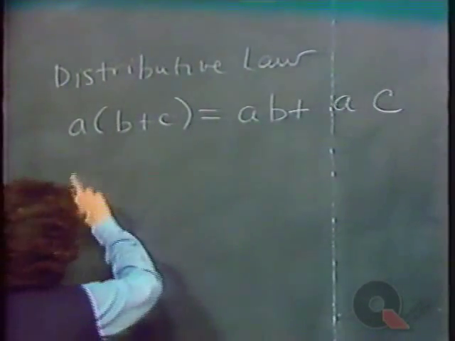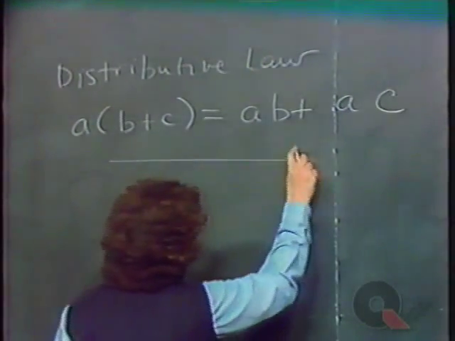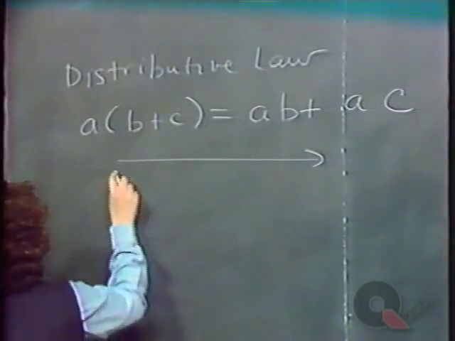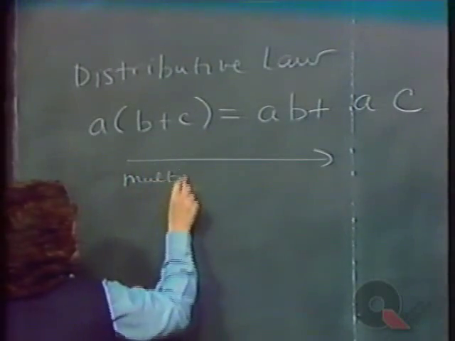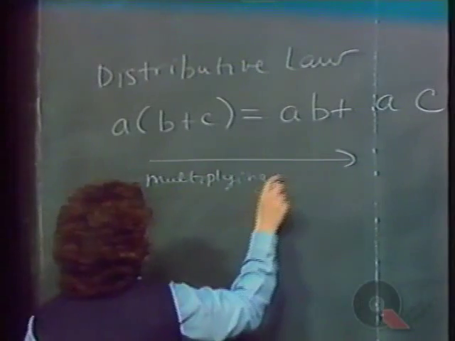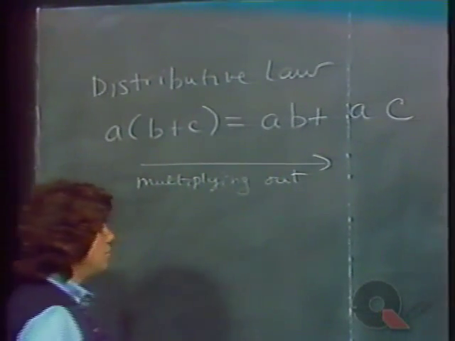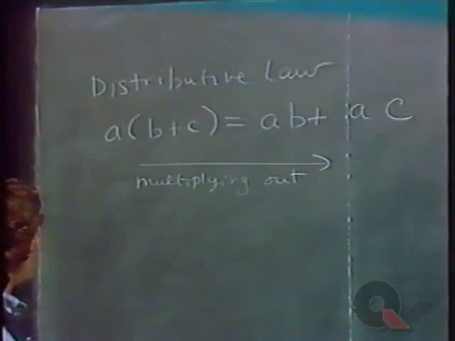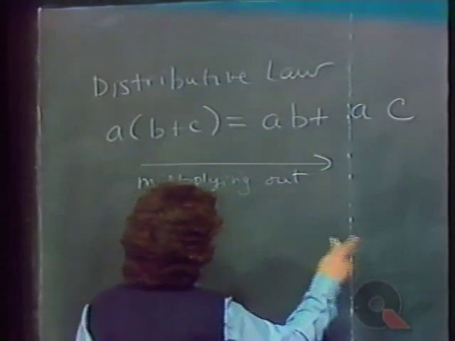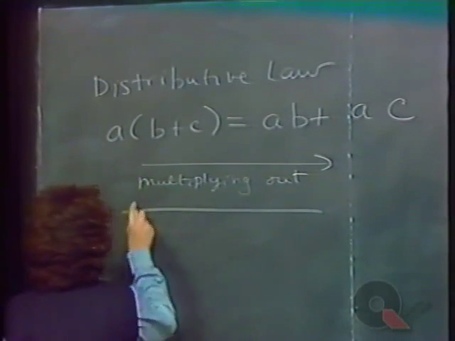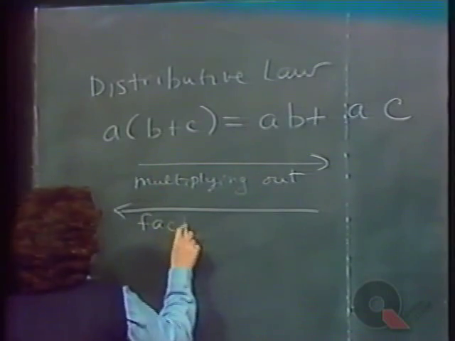Okay, now we can use the distributive law in this direction to multiply out an expression. And sometimes we have to do that and possibly simplify an expression afterwards. We will also be using the distributive law in the reverse direction for factoring.